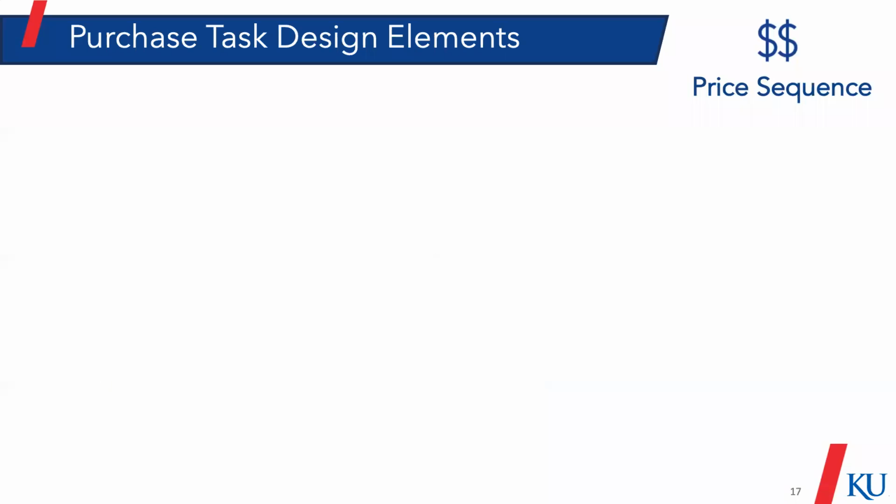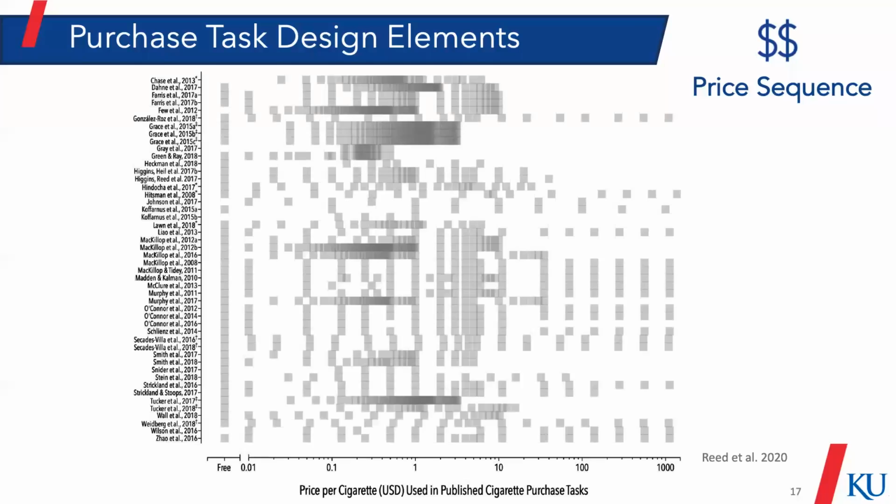The third element, which is critically important, is the price sequence. So this is a figure from the cigarette purchase task systematic review by Derek Reed, which I've never seen a figure like this, but every time I see it, I really enjoy looking at it. So what Reed and colleagues did is they looked at the exact prices that were assessed in all of these studies that went into their systematic review. So these are all individual studies.